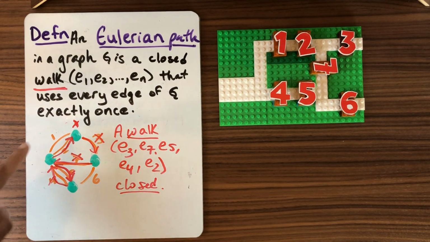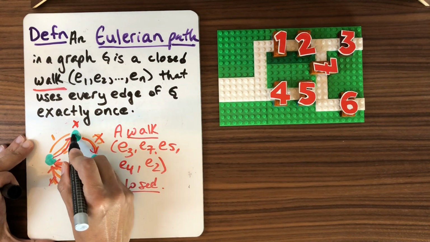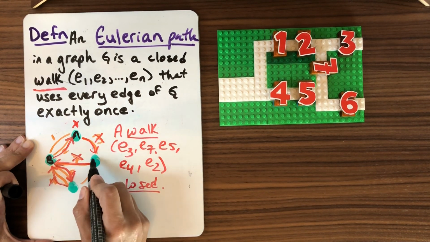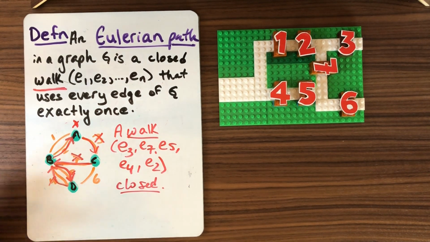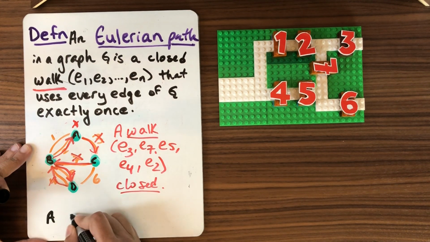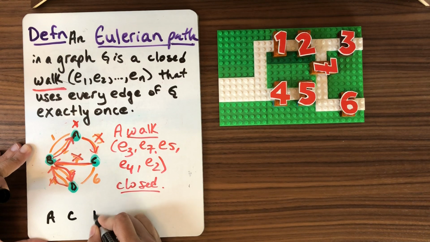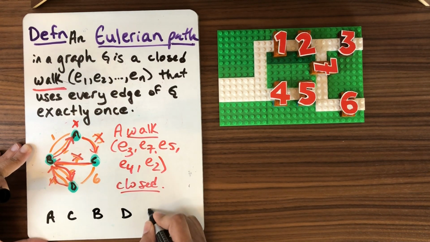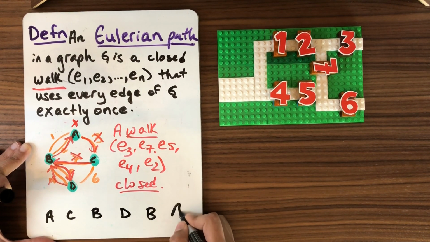Now, notice that I visited the same vertices more than once. If we give these vertices names, maybe we'll just call them A, B, C, and D. Another way that I could write this walk is I started at A, and then I went to C, and then I went to B, and then I went to D, and then back to B, and then to A.